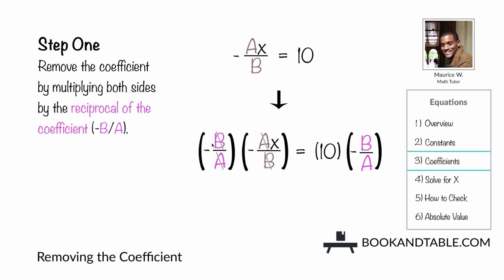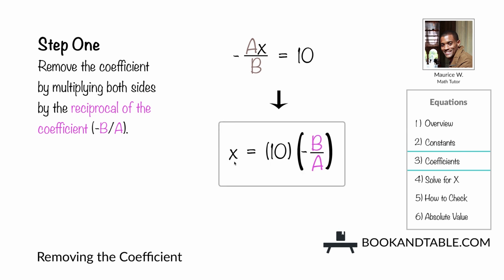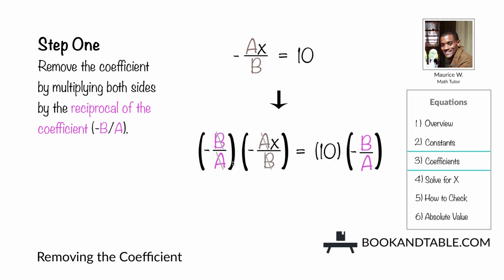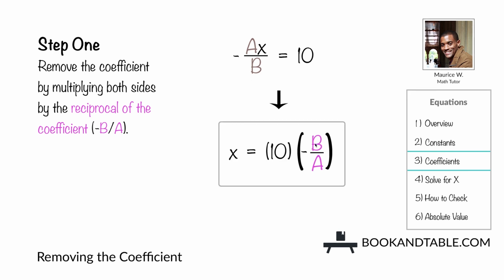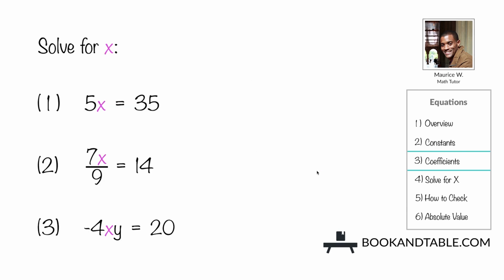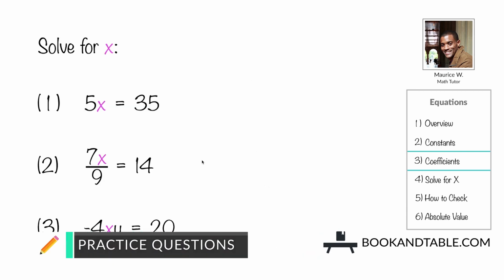All right, a negative times a negative will give us a positive, so the result will be positive X. All right, well, let's go back really quickly. 10 times negative B over A would be X is equal to 10 times negative B over A. Okay, so that is why reciprocals are important. Let's have you try a few practice questions.